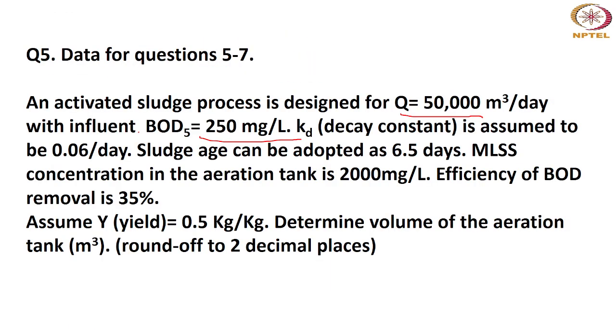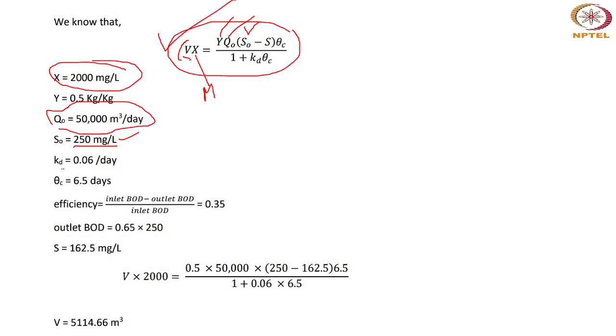The decay constant was given as how much? 0.06 day inverse. So I am writing kd is 0.06 day inverse. Theta c is 6.5 days, right? Then I am getting the efficiency, inlet BOD minus outlet BOD, divided by inlet BOD. That is what we mean by efficiency, right?